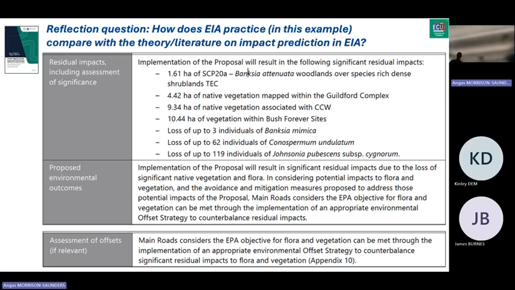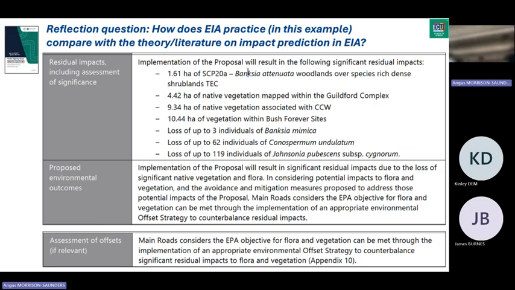Main Roads considers that the EPA objective for flora and vegetation can be met through the implementation of an appropriate environmental offset strategy to counterbalance the significant residual impacts to flora and vegetation. So you see what's happened here. The proponent has made a series of predictions. Some are quantified, some are pretty vague. And at the end there, they've tried to say what the outcome is. They've tried to put a significance rating on it, and they said, oh, we're going to offset that. The question is, are you convinced?